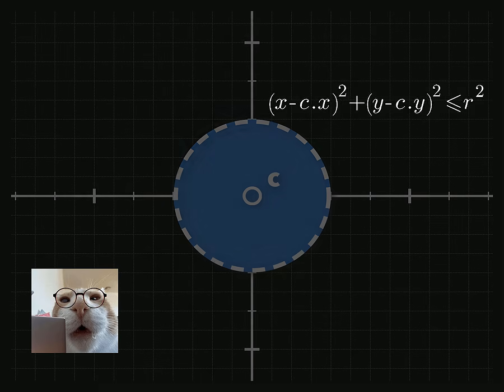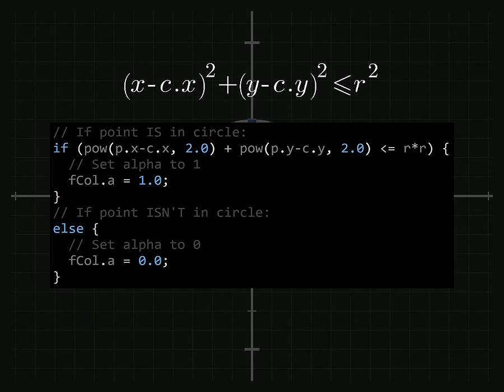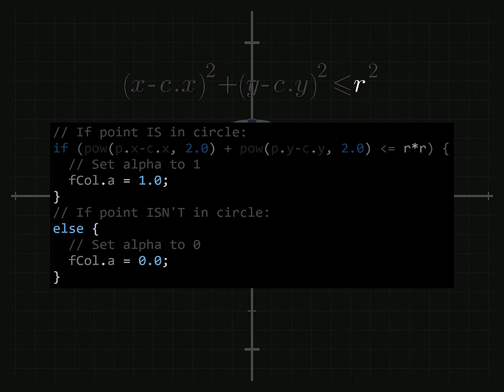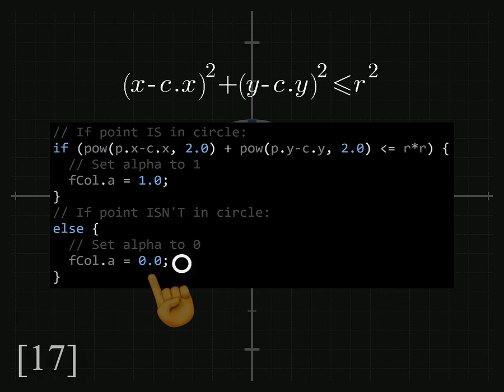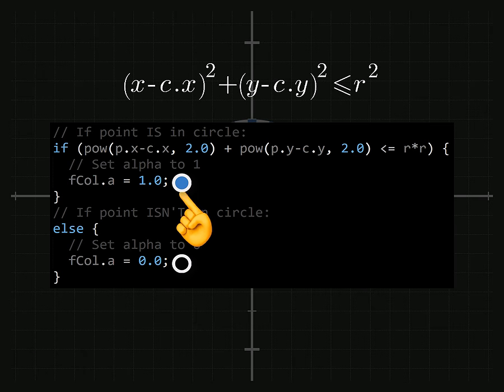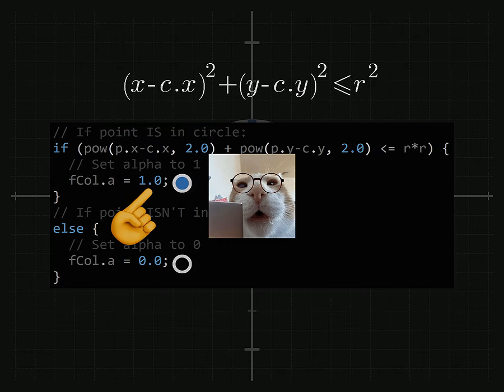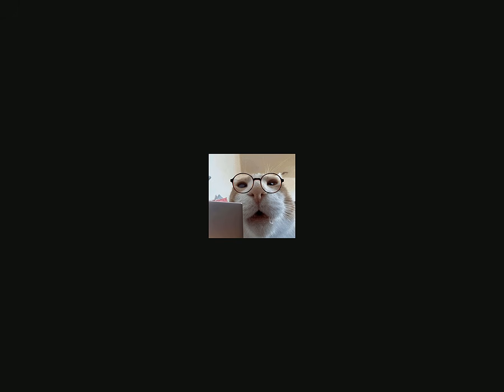All I then need to do in the fragment shader is implement this formula using GLSL syntax, plugging in the pixel's position, the circle's center position, and the circle's radius in. If this check is false, that mathematically indicates that the pixel's position is outside of the circle's boundaries, and in such a case I simply set the pixel's alpha to 0, making the pixel invisible. If the check is true, then the point is within the circle, and I set the pixel's alpha to 1, making the pixel visible.